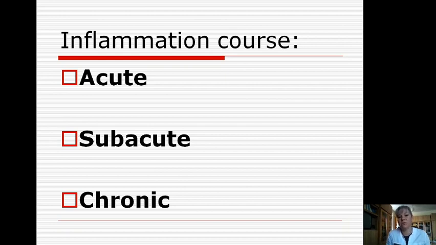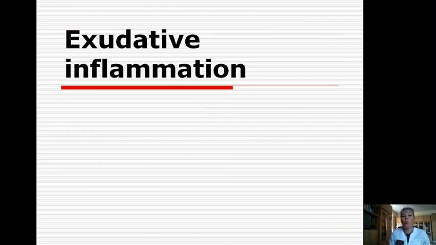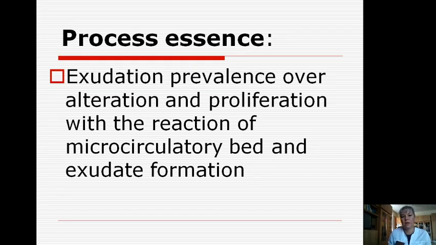What about the course of inflammation? There are three main courses: acute, subacute, and chronic. And according to the morphology, inflammation forms can be exudative and proliferative. What about exudative inflammation? Definition: exudation prevails over alteration and proliferation, with the reaction of the microcirculatory bed and exudate formation.